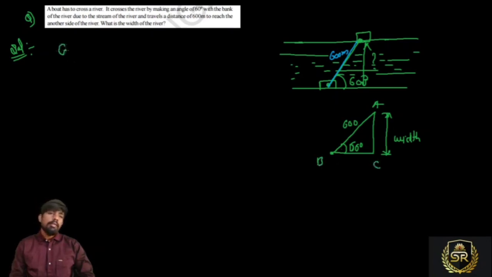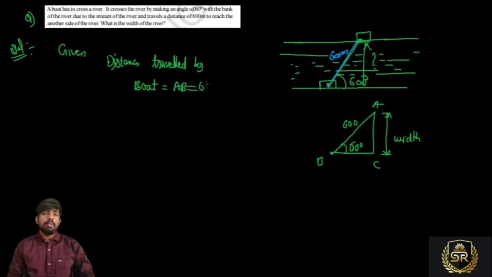Now write what is given first. Given is the distance traveled by the boat, which is AB. AB is equal to 600 meters. Next, width is asked. Width of the river, we don't know. Width is unknown. Angle is given. Angle is 60 degrees.